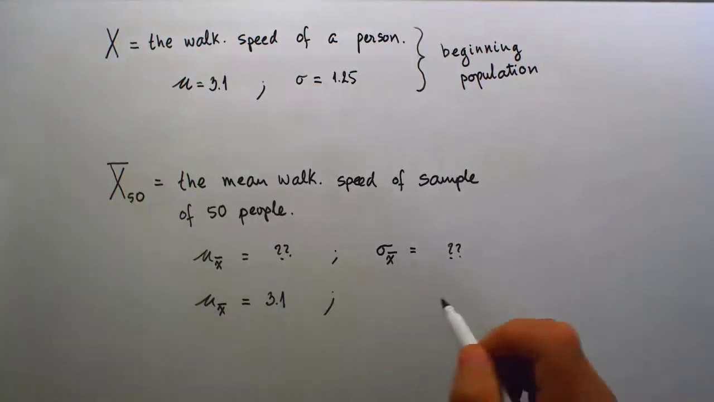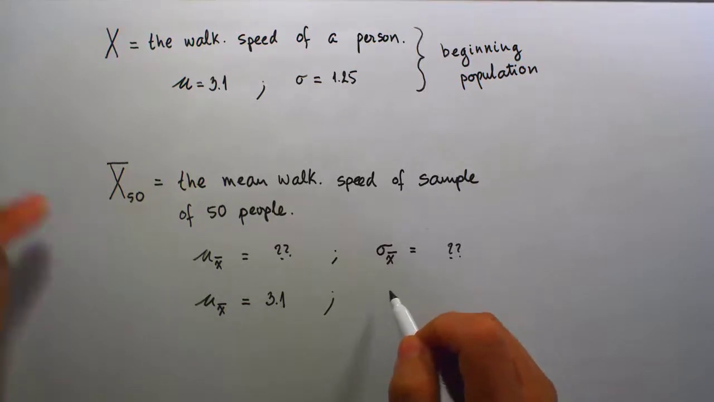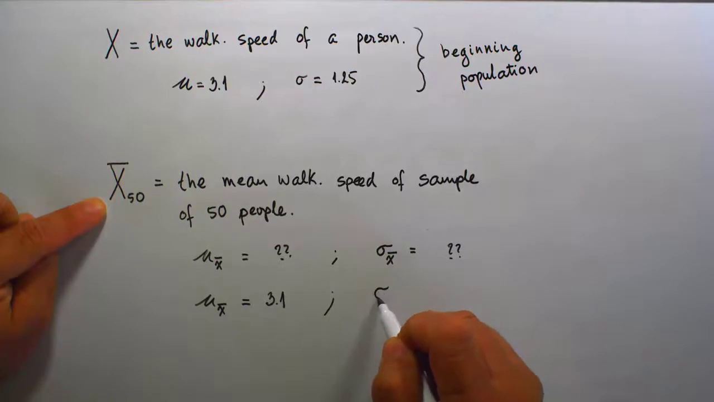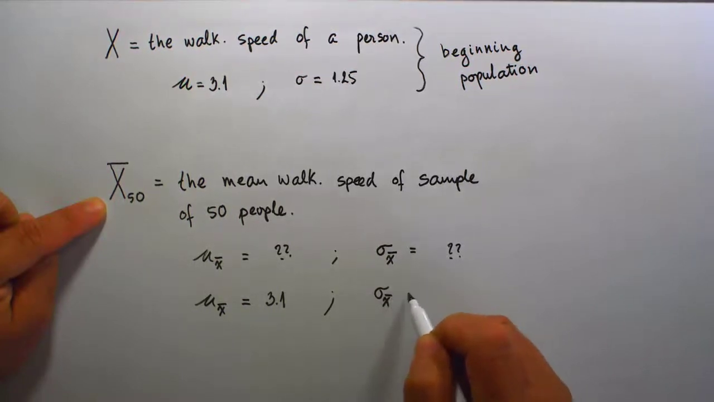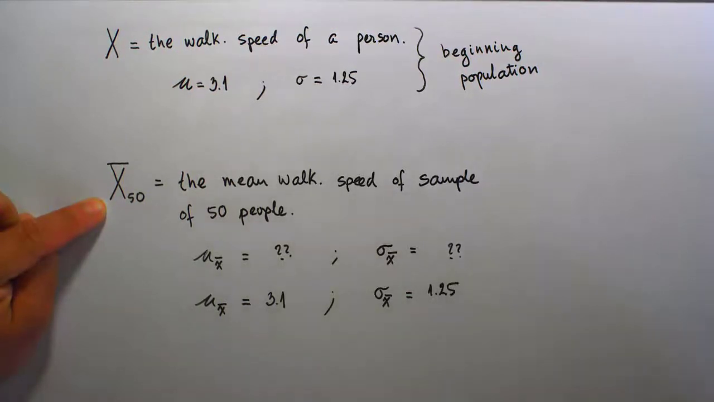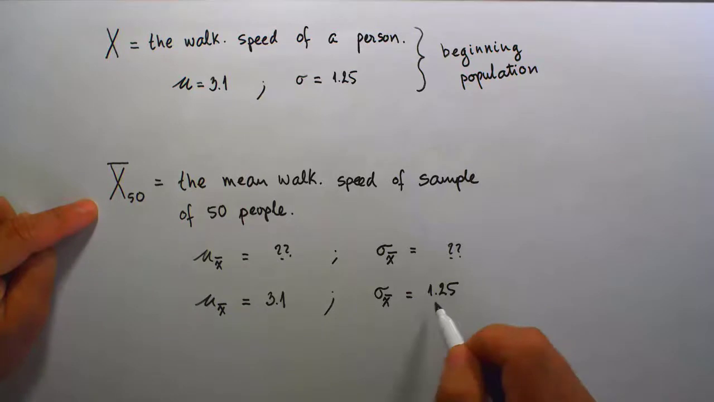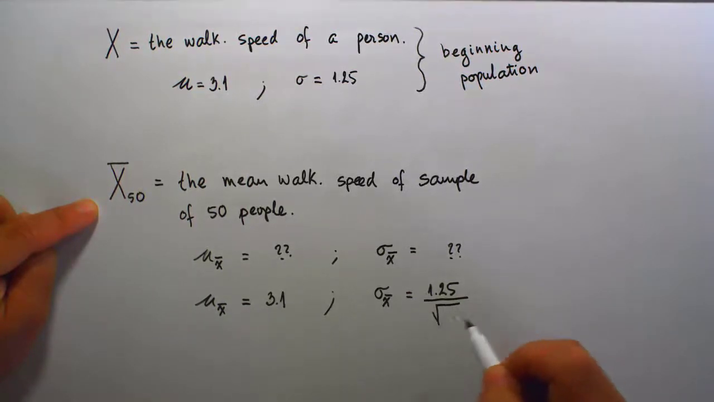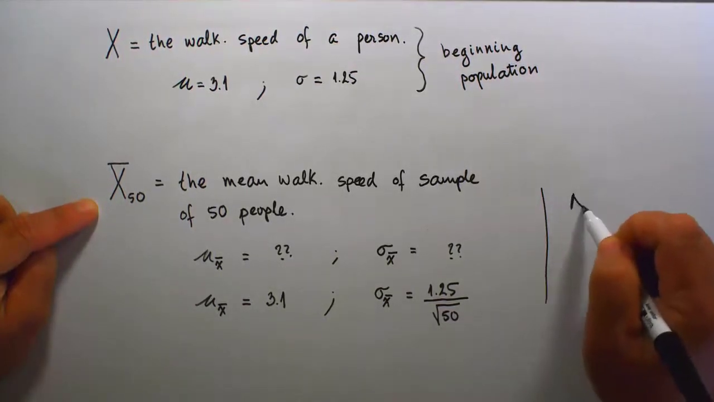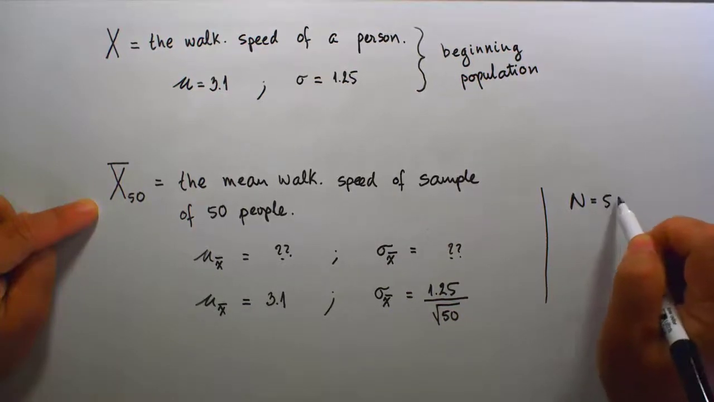The average spreading on our sampling distribution of the mean, according to the central limit theorem, equals the known standard deviation from the beginning population, and we now divide that by the square root of the sample size. Our sample size in this case is 50. Remember, I noted earlier that our sample size here is 50 people in each sample.